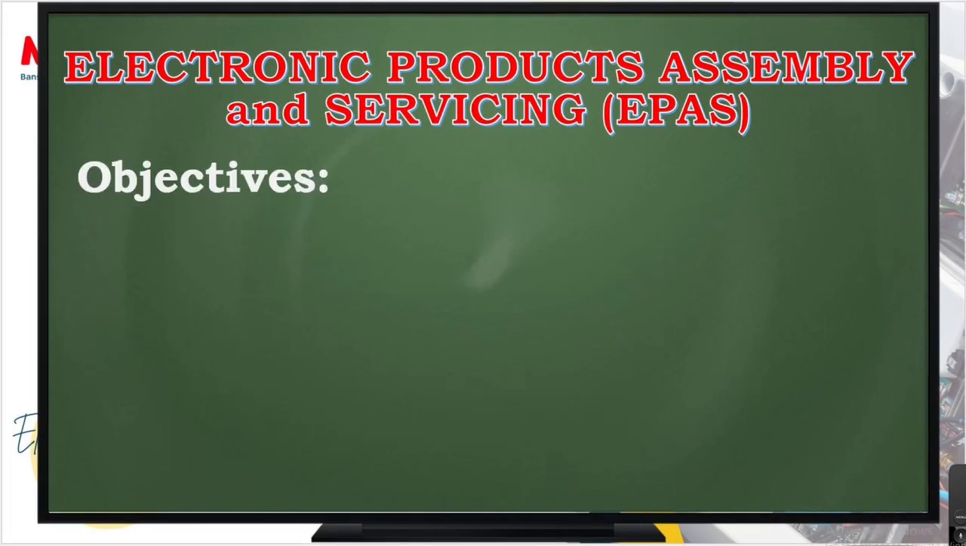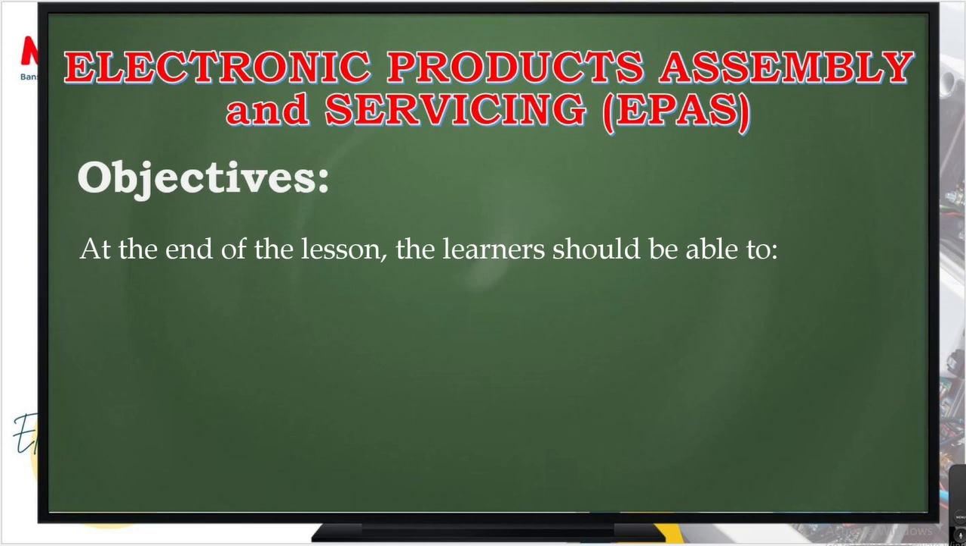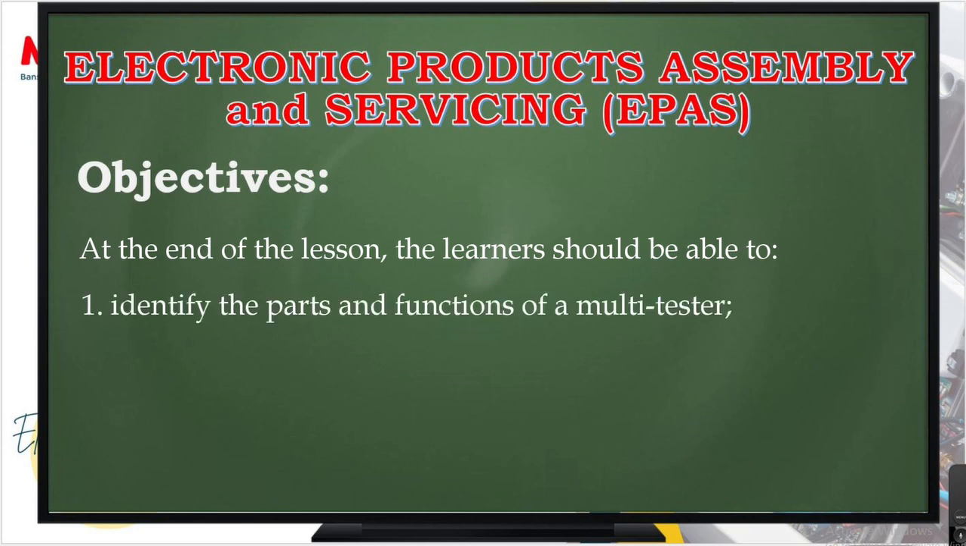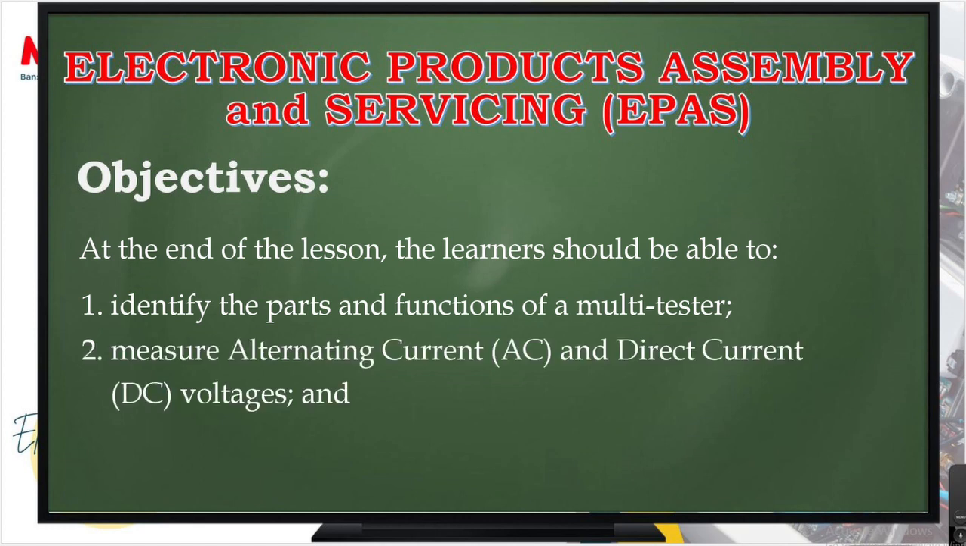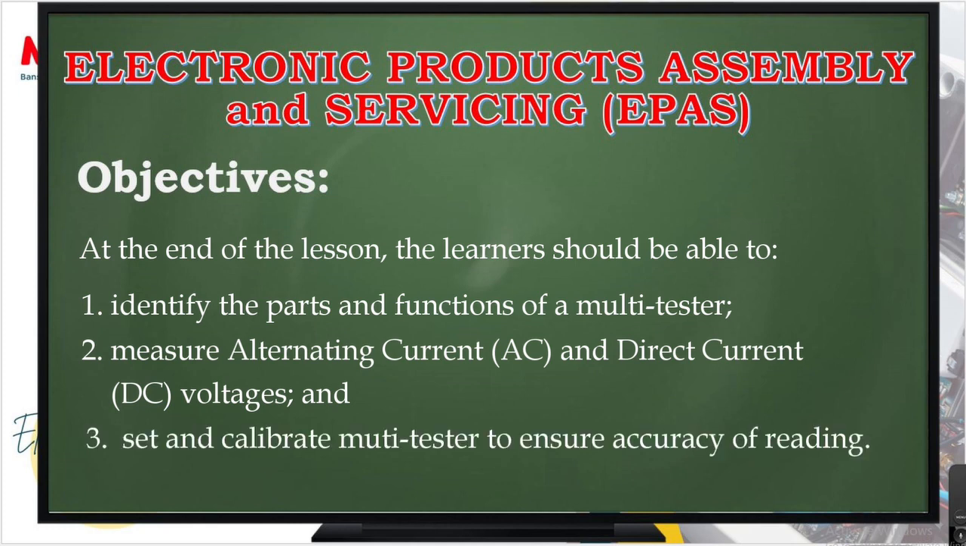At the end of the lesson, the learners should be able to: number 1, identify the parts and function of a multitester; number 2, measure alternating current (AC) and direct current (DC) voltages; and number 3, set and calibrate the multitester to ensure accuracy of reading.